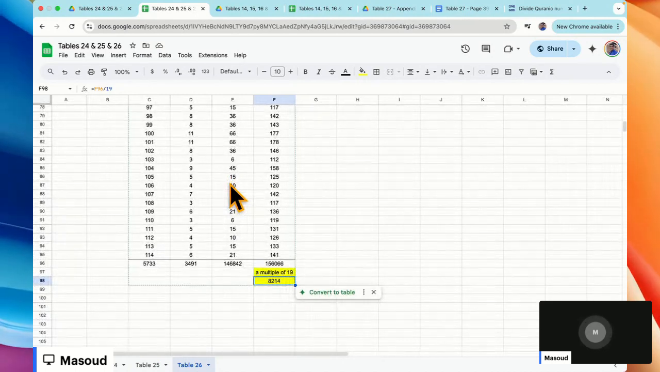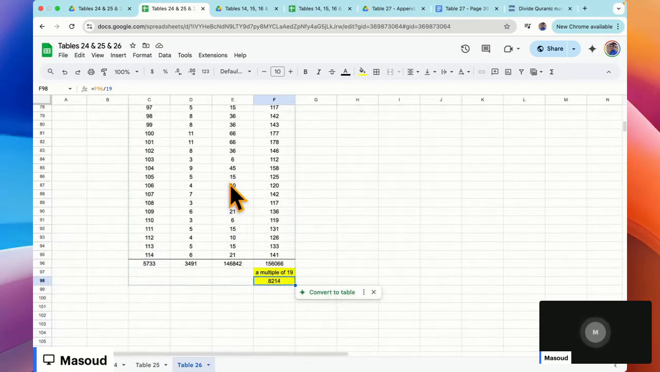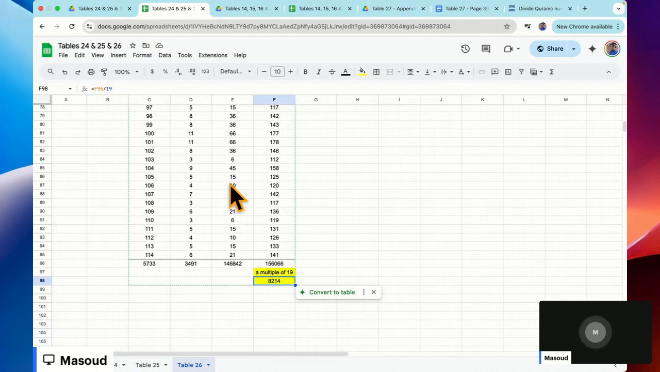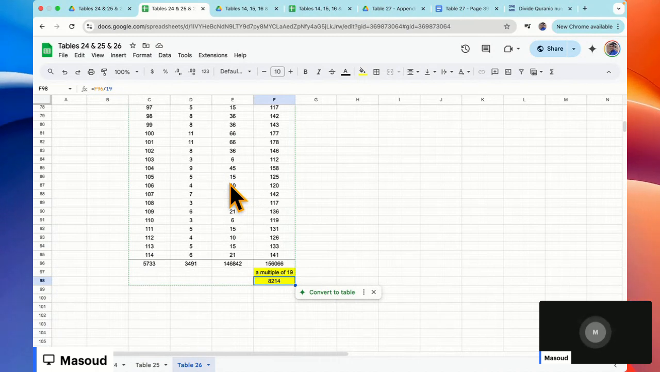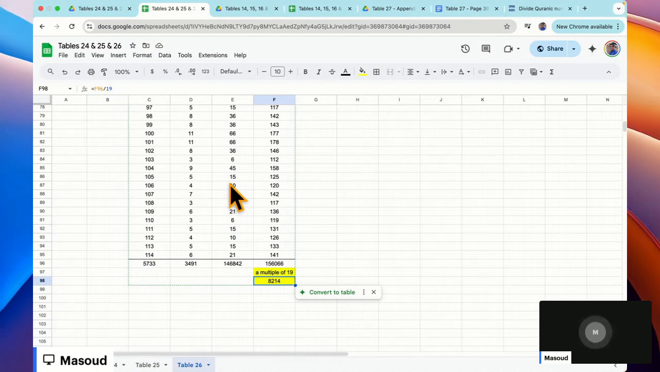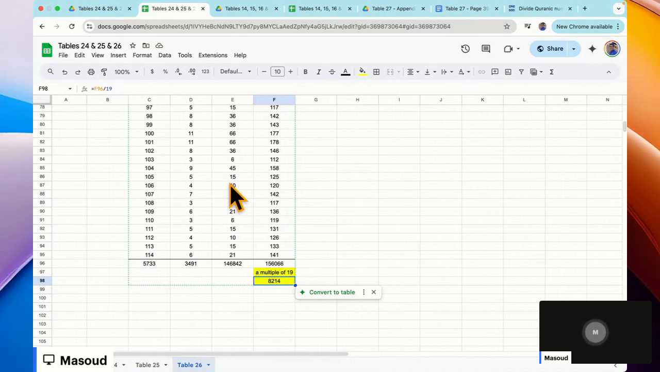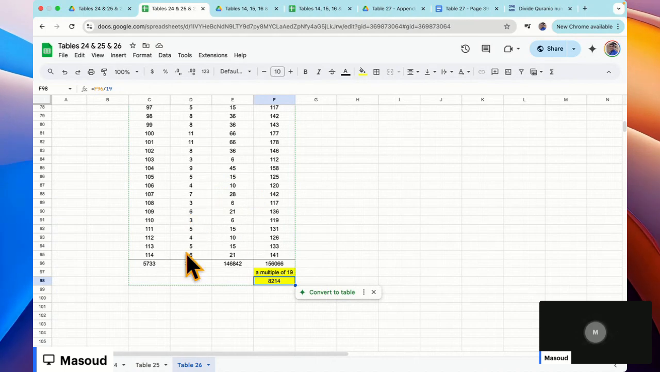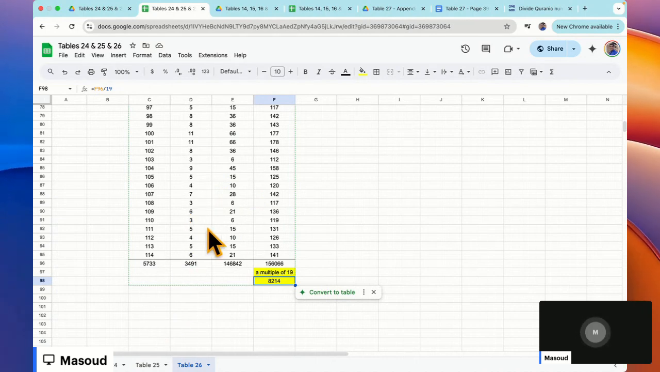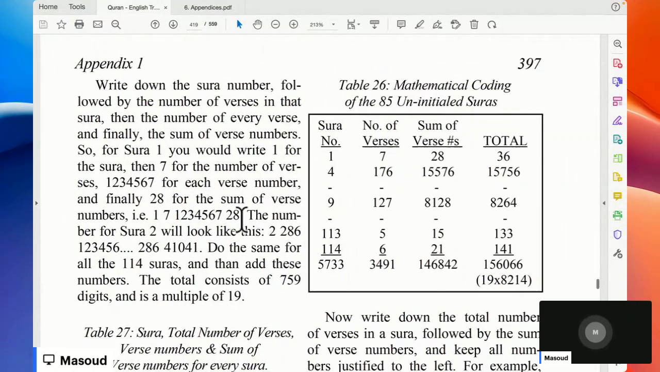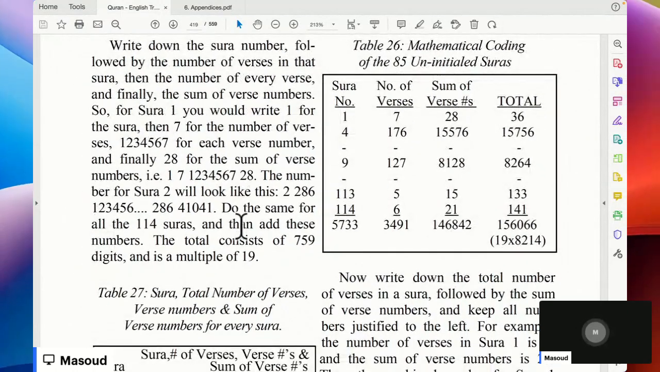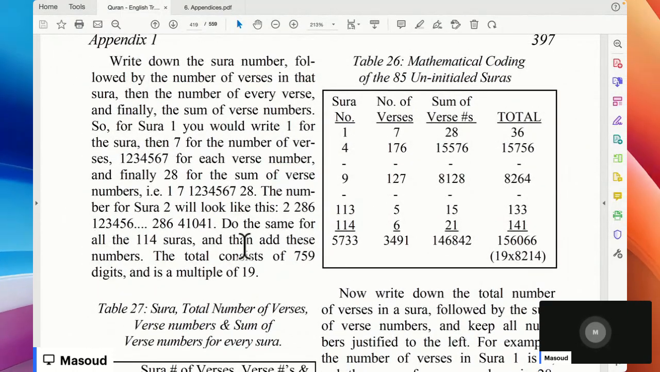And again, we're not talking about words or anything. We're just talking about numbers. We're talking about the physical facts of the surahs, the number of the surahs, the number of the verses which are in these surahs, and the sum of the verse numbers. And we are ending up with multiples of 19. And this is absolutely fantastic. SubhanAllah. Now, be ready for, I would say, one of the greatest miracles here that you're going to see.